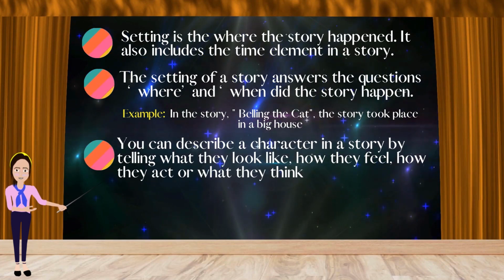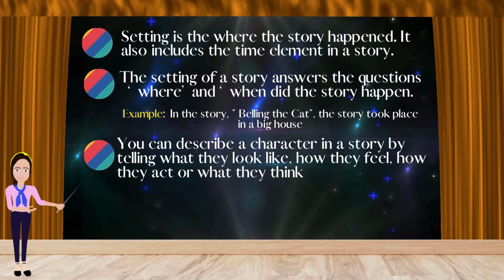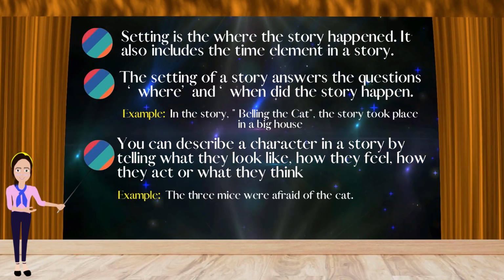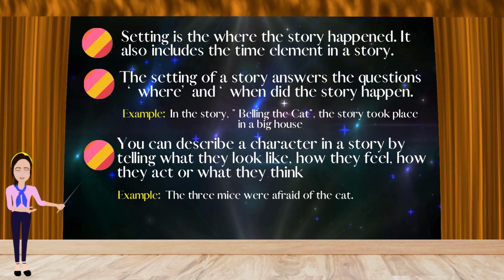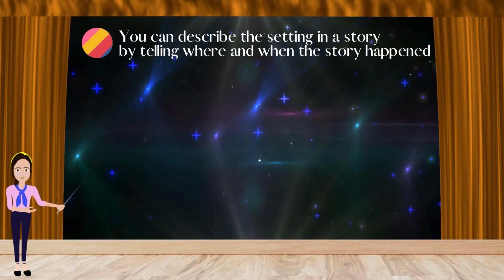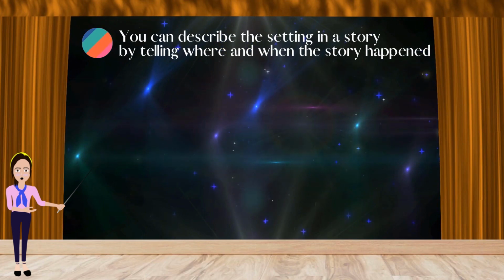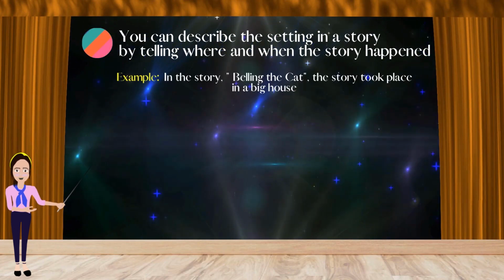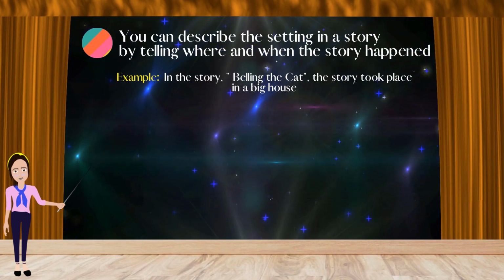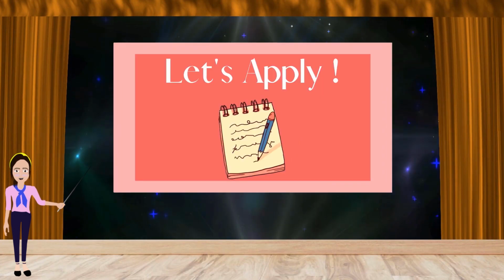You can describe a character in a story by telling what they look like, how they feel, how they act, or what they think. For example, the three mice were afraid of the cat. And you can also describe the setting in a story by telling where and when the story happened. For example, in the story Belling the Cat, the story took place again in a big house.